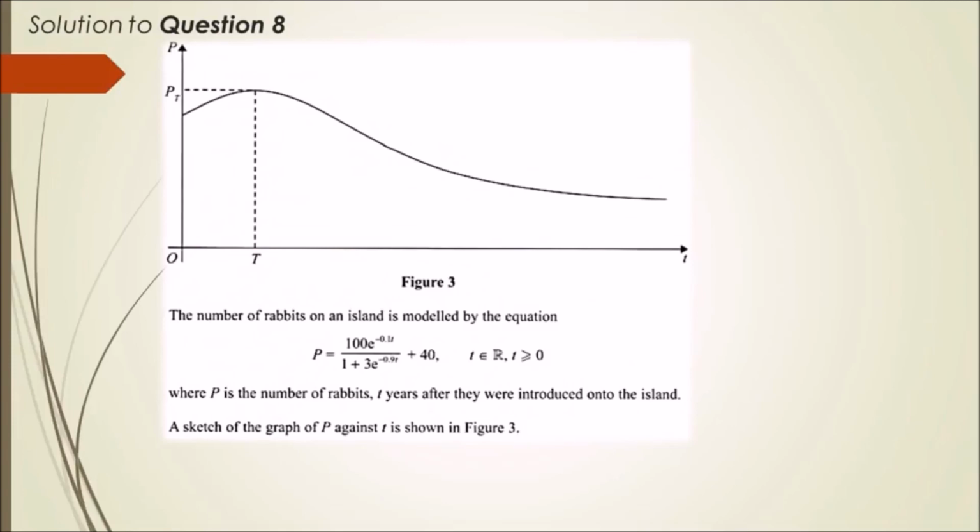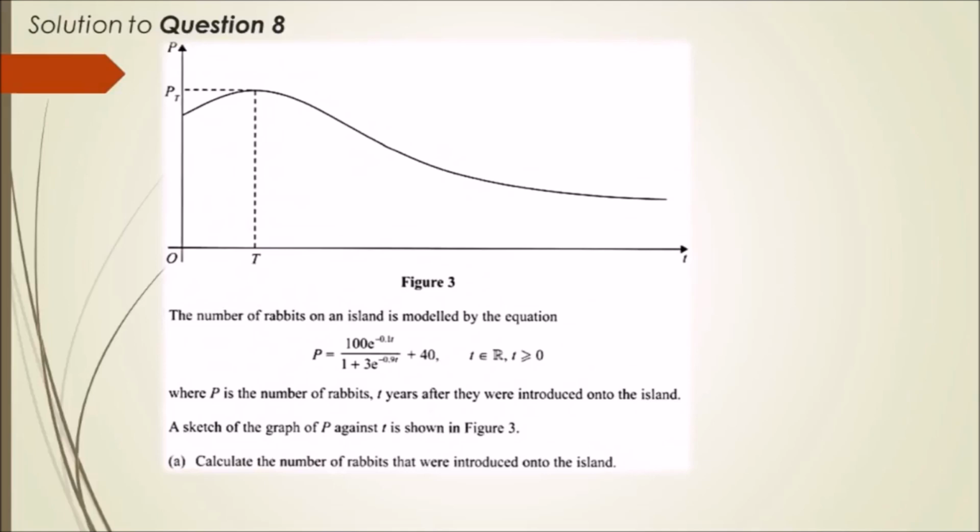And the statement states that the number of rabbits on an island is modeled by the following equation. And we see the equation has exponentials and negative exponential powers. And this is all for t greater than or equals 0. So we just have to assume that this is most likely time. And it says where p is the number of rabbits t years after they were introduced onto the island.